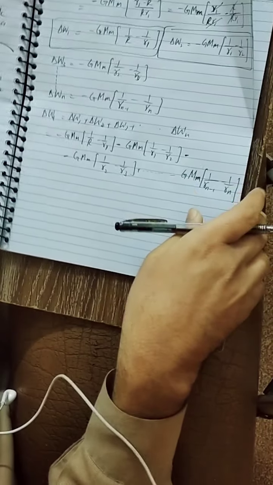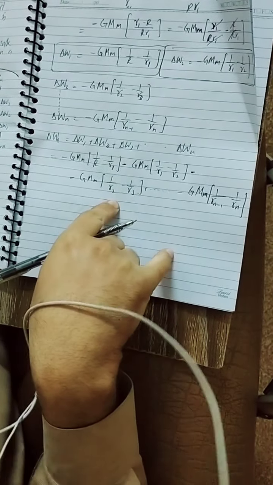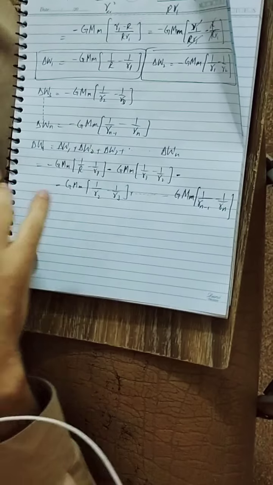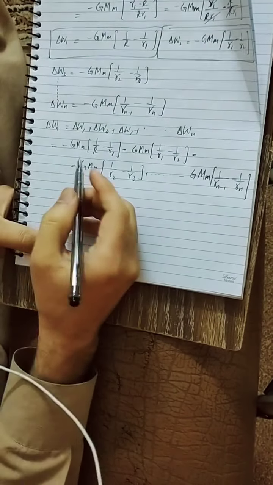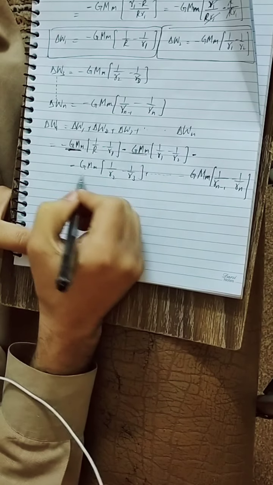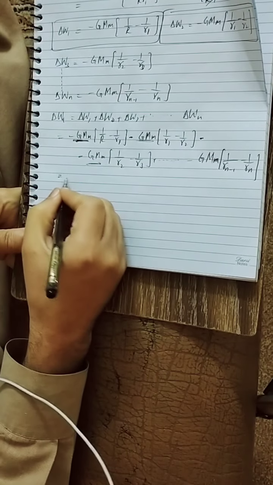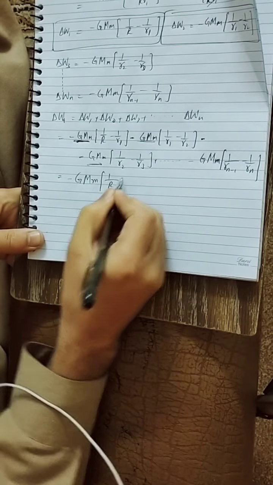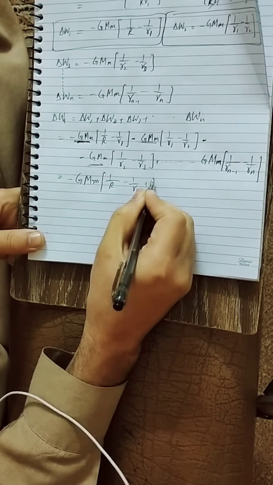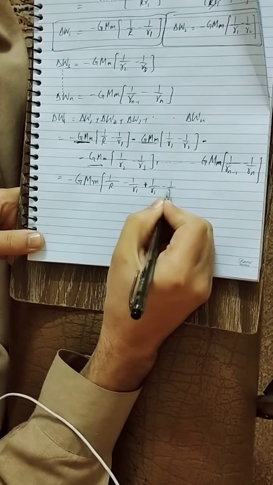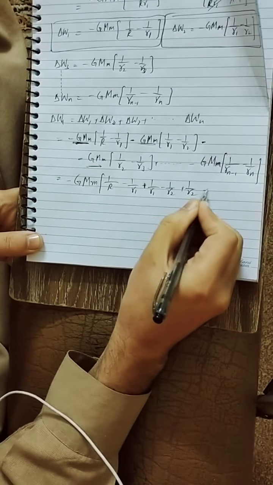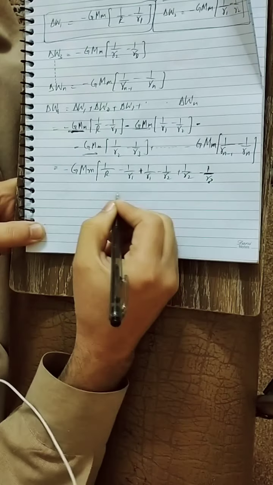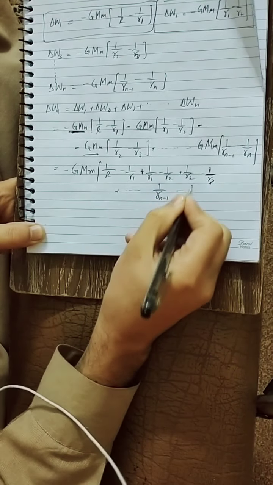Okay. These are the values of work done. So I put all the values of work done here. Now what should be taken as common here? Look at minus GMM, it is common in all the terms, so take it as common. So minus GMM is taken as common, so what will be left? 1/R minus 1/R1 plus 1/R1 minus 1/R2 plus 1/R2 minus 1/R3, up to 1/R(n-1) minus 1/Rn.